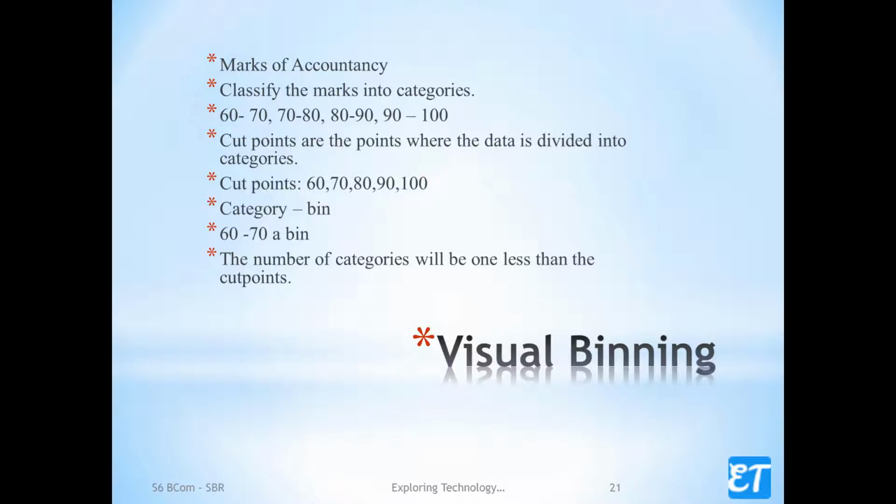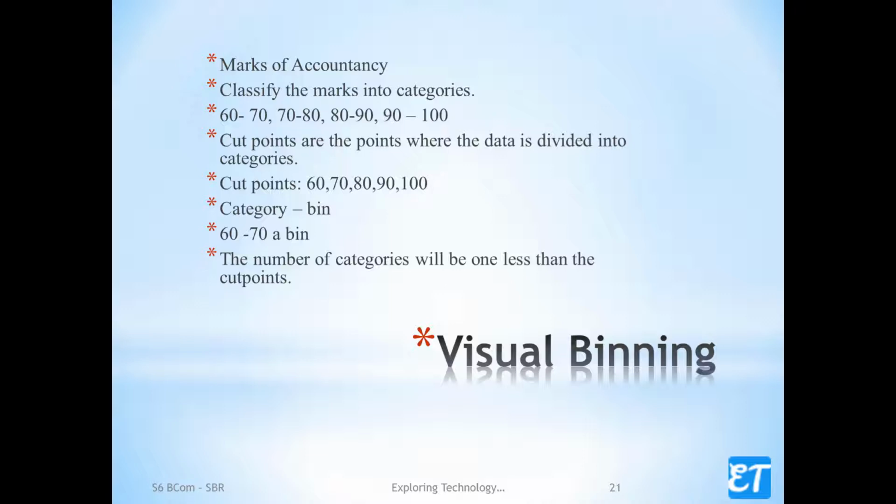So we need to classify these marks into different categories, say 30 to 40, 40 to 50, 50 to 60, 60 to 70, like that up to 90 to 100. Okay, so that is what we are going to do, and we are finding out the frequencies too. Okay, so the cut points are those points where data is divided into categories.